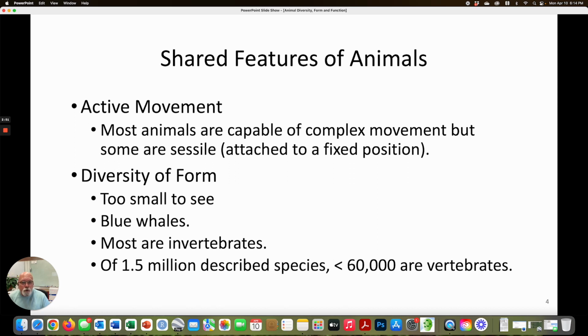They're very diverse in terms of their size. Some of them are so small that you can't even see them with the naked eye, all the way up to the size of the blue whales, which are the largest currently living organisms. Most of the animals are invertebrates, and even though we like to think of vertebrates a lot because we also are vertebrates, they only make up about 60,000 species of the 1.5 million total described species of animals that are currently known.